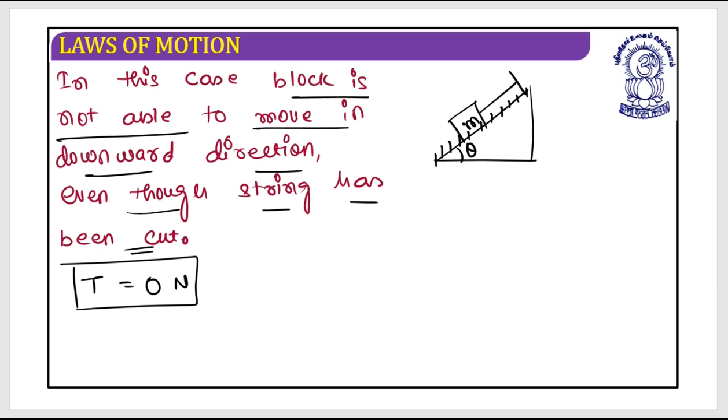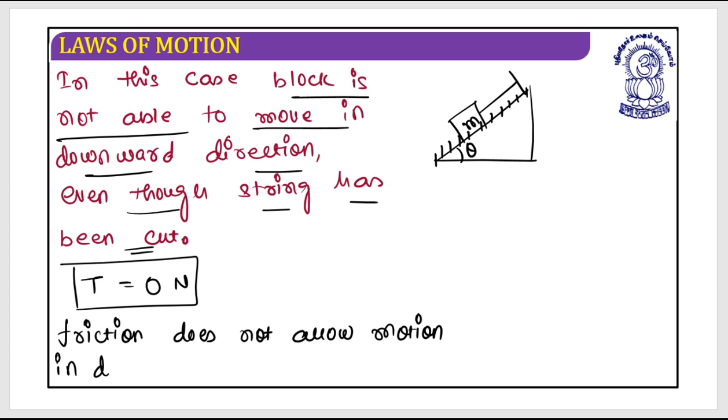And so here friction does not allow motion in the downward direction. Is it clear? Yes. Is it clear?